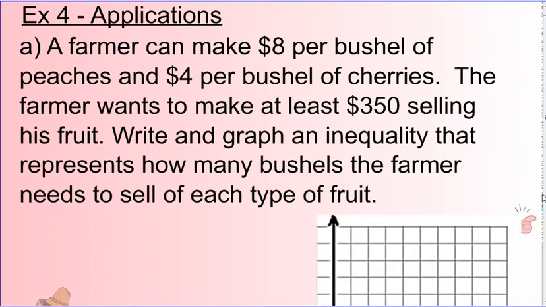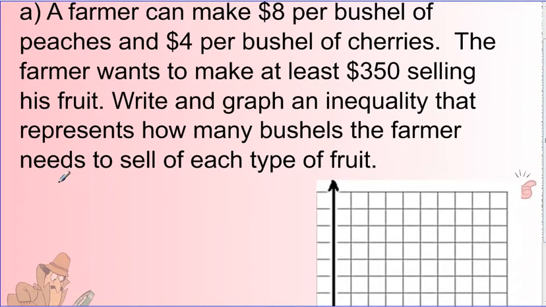Last two problems are just two application problems. It says here, a farmer can make $8 per bushel of peaches and $4 per bushel of cherries. Already in my head, I have some stuff going. I don't know if it's right or wrong, but I'm going to write down what I think. It's going to be $8 times the number of peaches plus $4 times the number of cherries. That gives us the total amount they made.